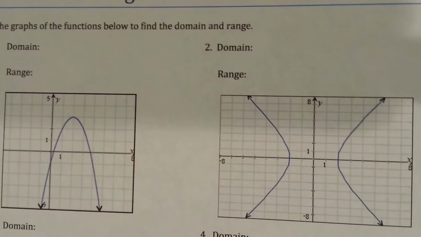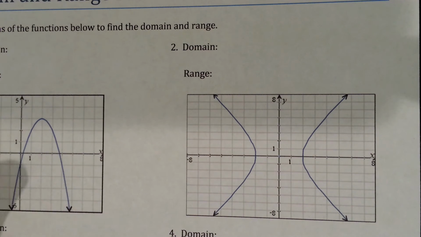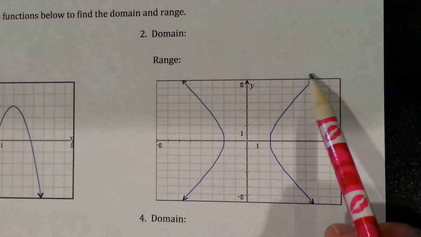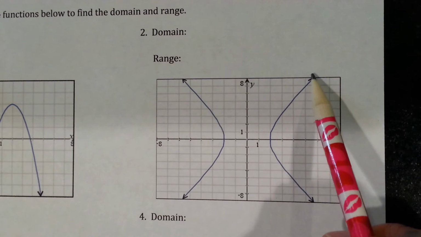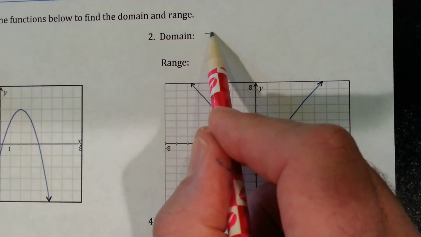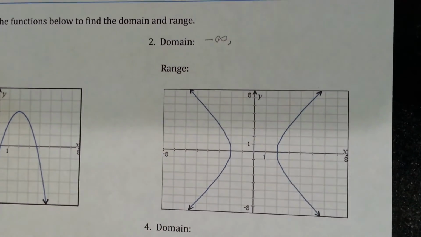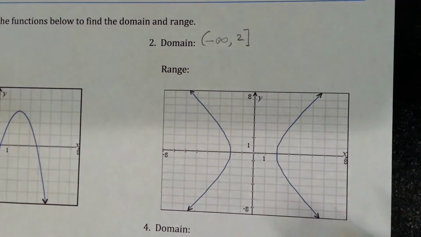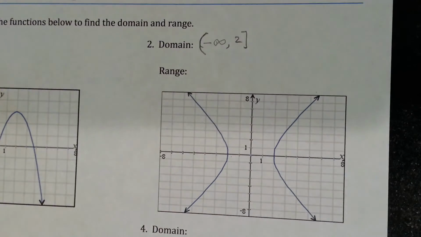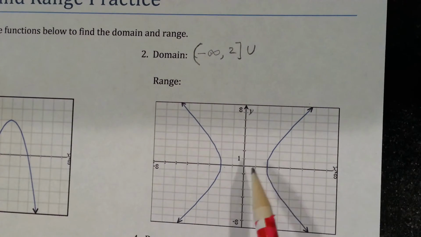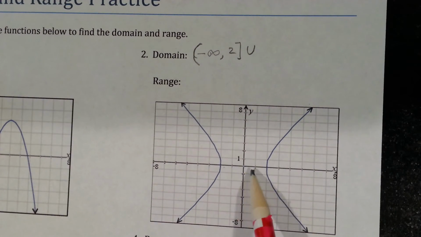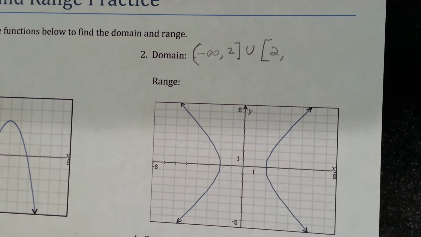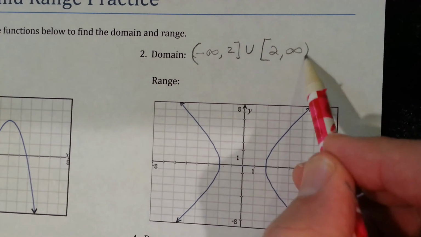Here's a follow-on worksheet. Here's an example of how I could configure domain. These arrows indicate going to negative and positive infinity. So I'm basically going from negative infinity all the way up to 2, and it looks like 2 is included. Okay, and then I'm going to union with this set. I have no graph anywhere in here, so my graph picks up again here at 2, and 2 is included, all the way to positive infinity.